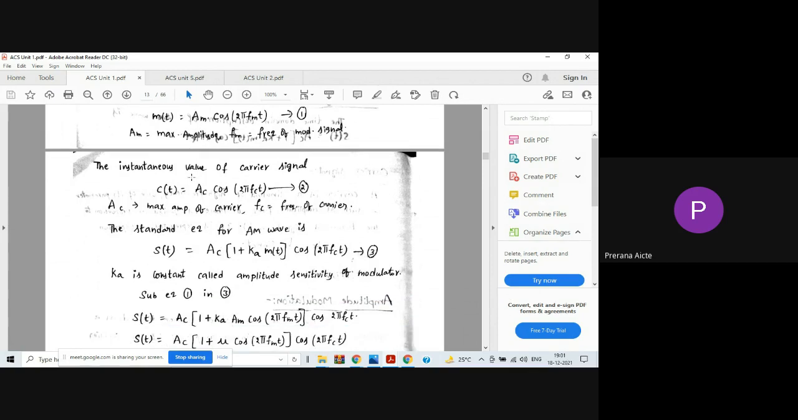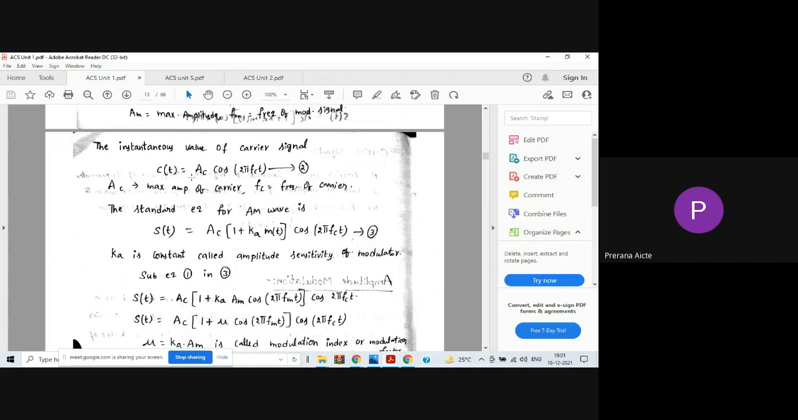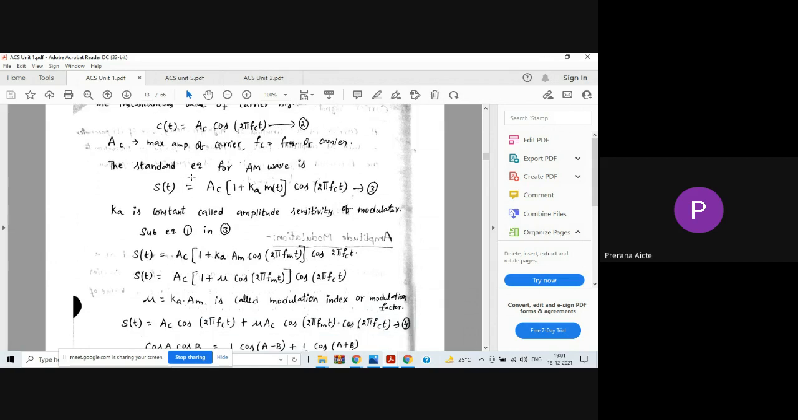Similarly, how do you write the carrier signal? The carrier signal is given by c(t) = Ac cos(2π fc t). What is Ac? The maximum amplitude of the carrier signal. So I said, how do you obtain the amplitude modulated signal? By taking the combined message and carrier signal, the product of m(t) and c(t), we can get the amplitude modulated signal.